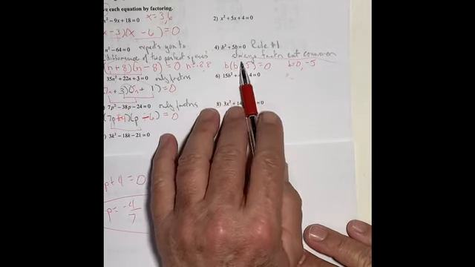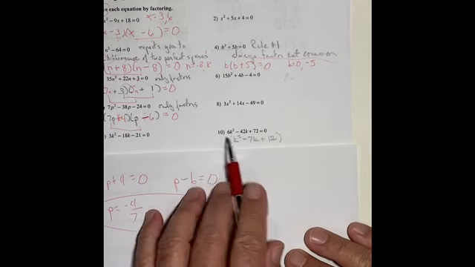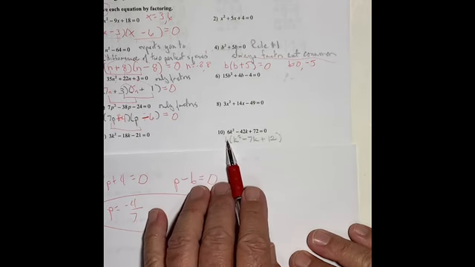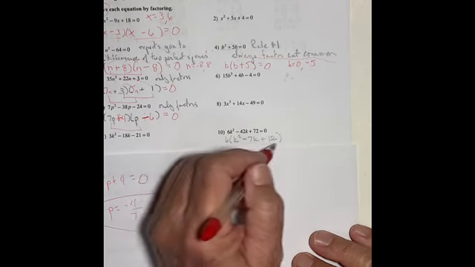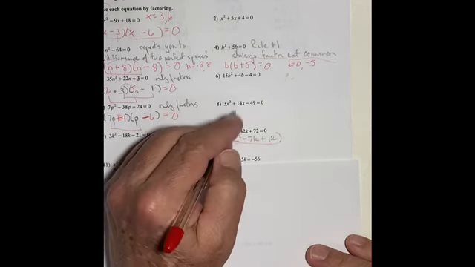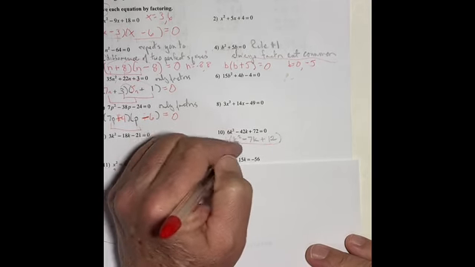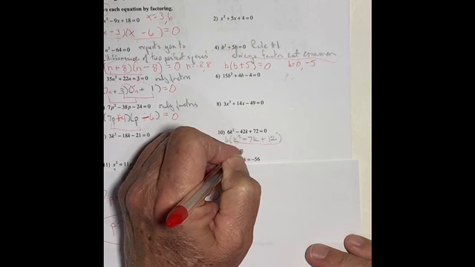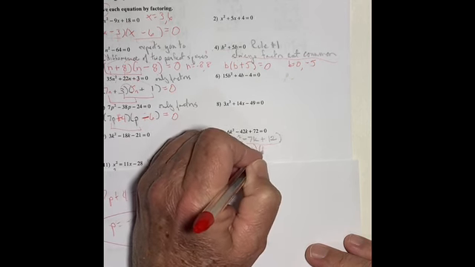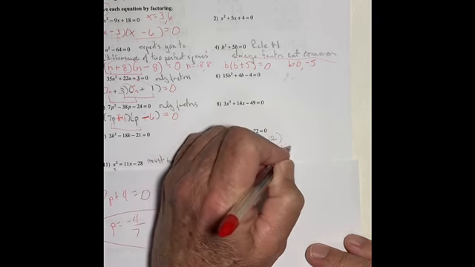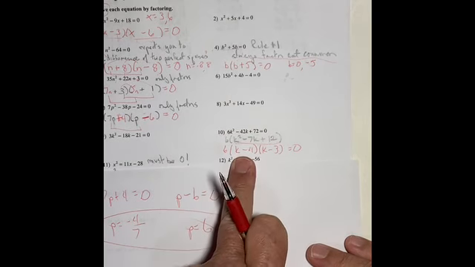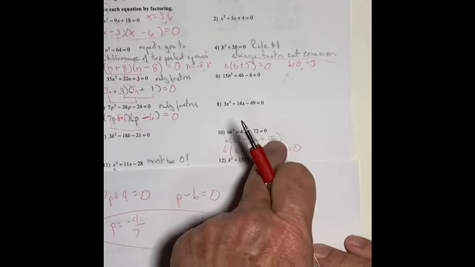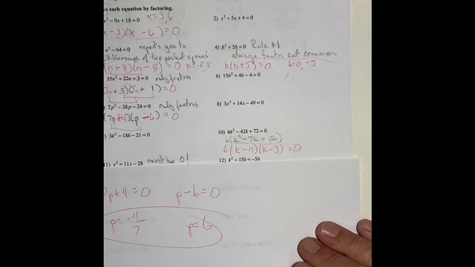Remember rule number 1, always factor out what's common. If you look at this one, if I factor out a 6, this I can factor pretty quick. This is going to be 6 times what? K minus 4, K minus 3 is equal to 0. So if this is 0, that's got to be a 4. This is a 3. There's my two answers.